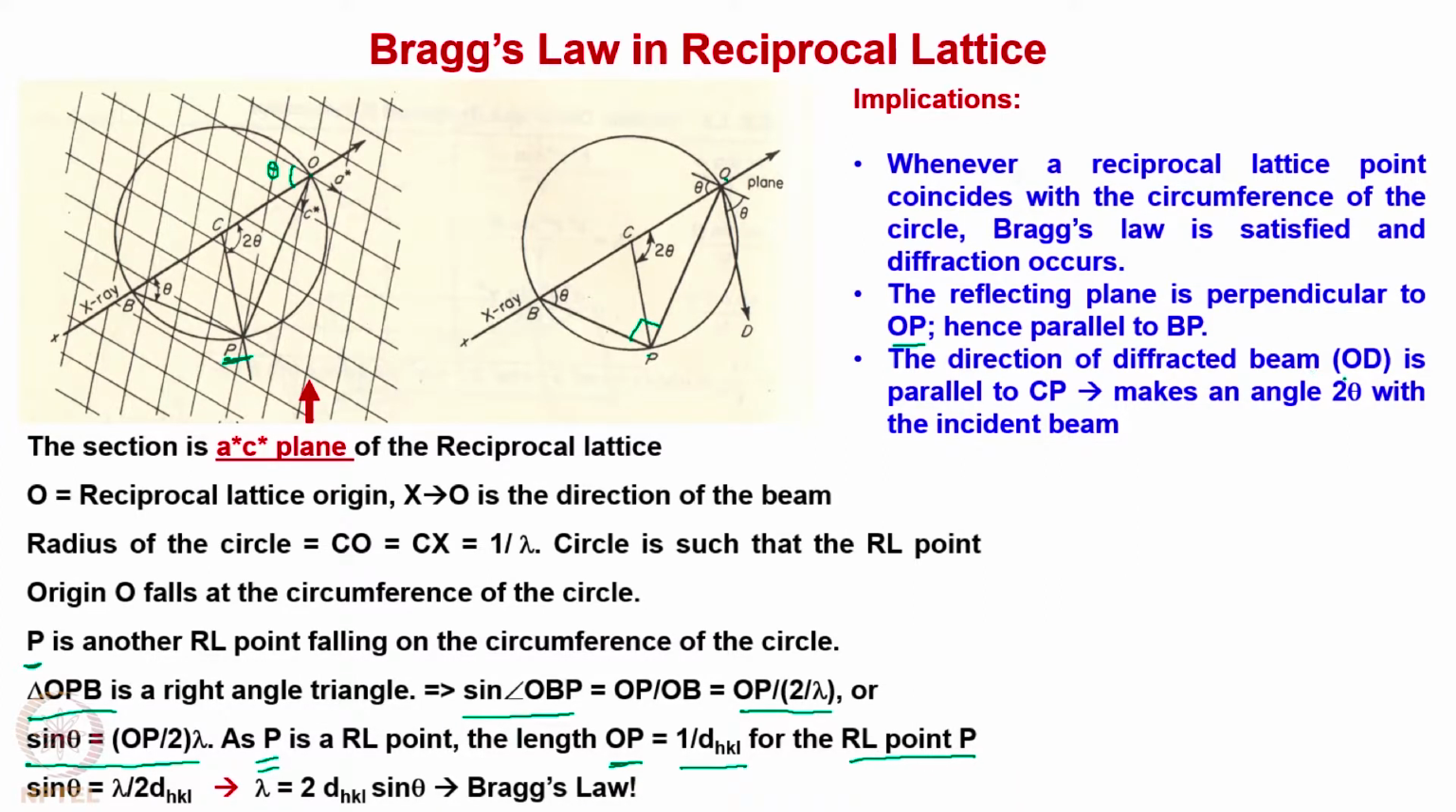The direction of diffracted beam is OD, parallel to the direction CP. That means it makes an angle 2 theta with the incident beam as shown here. That means when we try to observe a diffraction coming out of a set of parallel planes, we measure it at an angle 2 theta with respect to the incident beam.